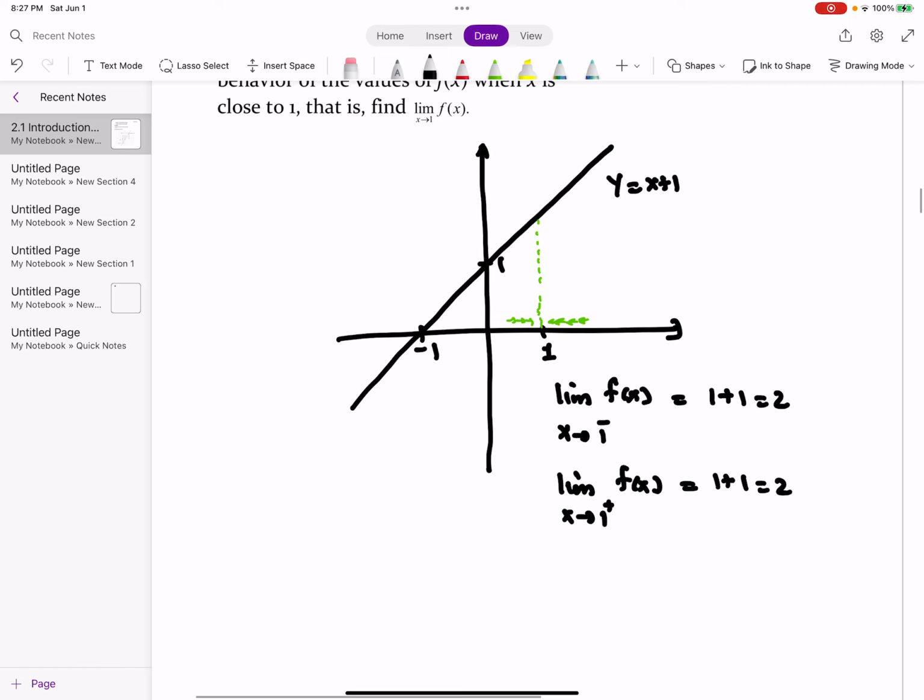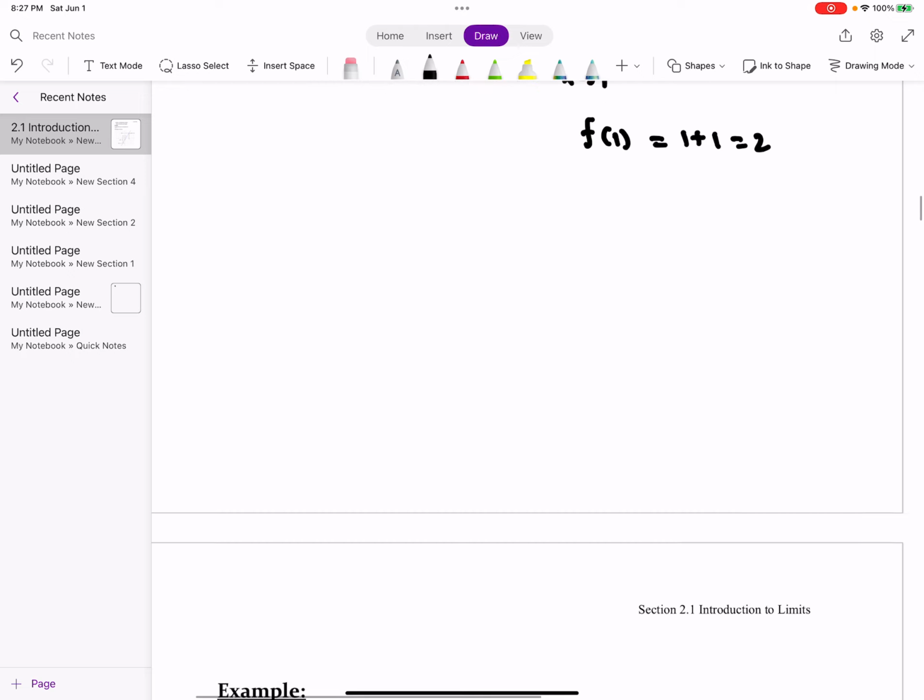And the function value is f at 1. It is 1 plus 1, which is 2. And 3 of these values are the same. Then we can say that the function is continuous at x is equal to 1, since the 3 values are the same.